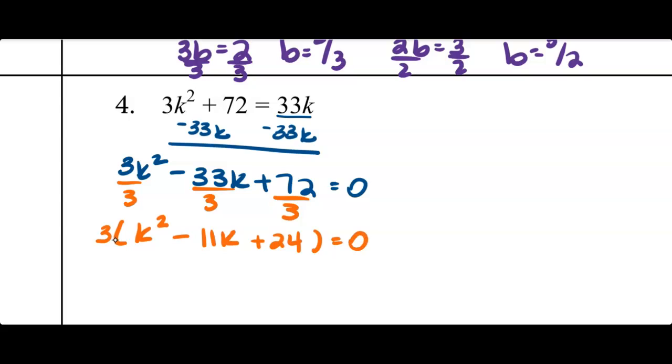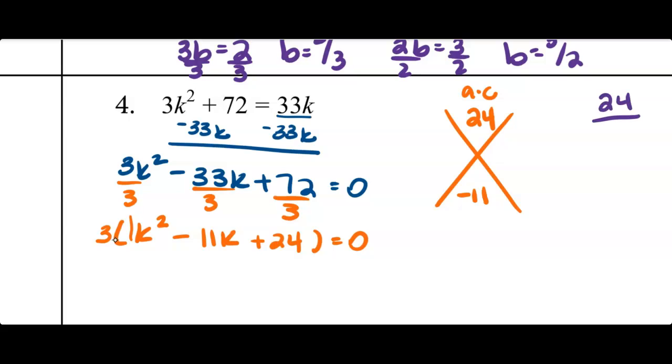And then this is actually just like what we did last week. So we want to make our X puzzle. And you can still use the same process and put A times C at the top here. Just remember that A is 1. So we'll still get 24 on top, negative 11 on the bottom. And then our factors of 24 that give us negative 11. So 24 would be 1 and 24, 2 and 12, 3 and 8, and 4 and 6.